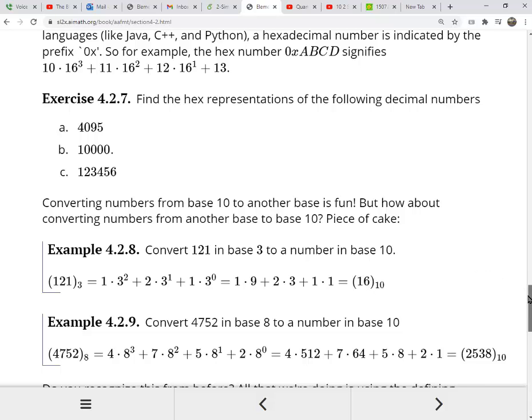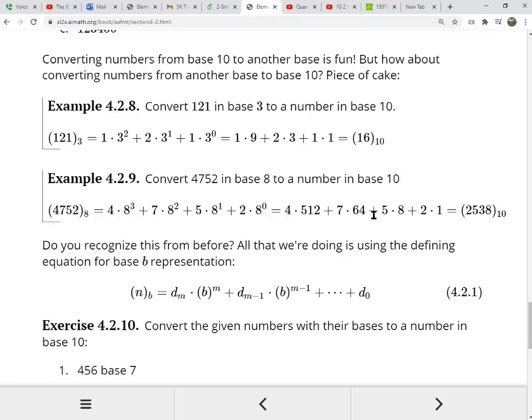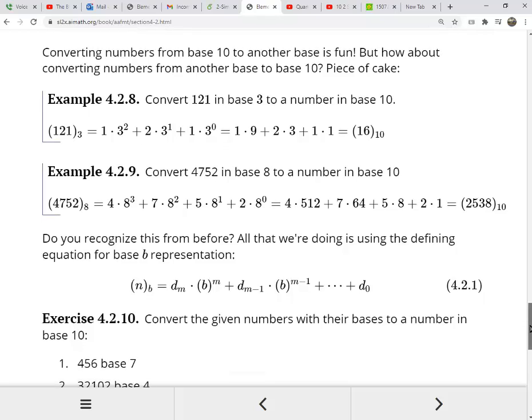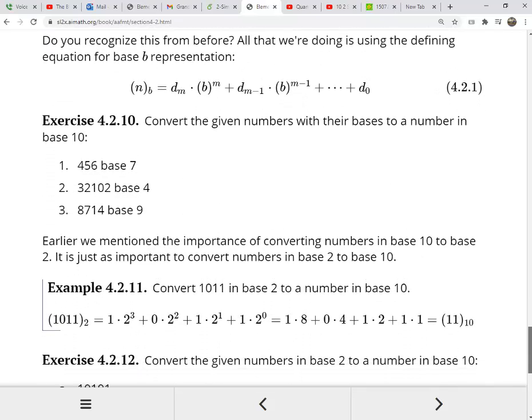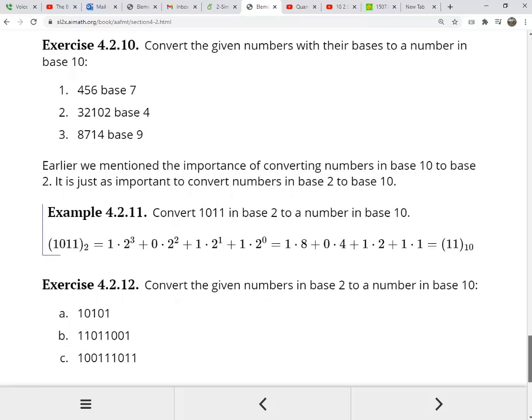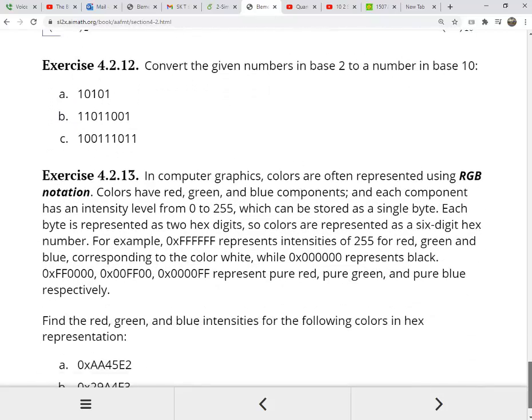Okay, so converting a number from base 8, you're just using the definition. So converting from another base into base 10 is even easier than converting from base 10 into another base. Okay, so you can be converting back and forth.